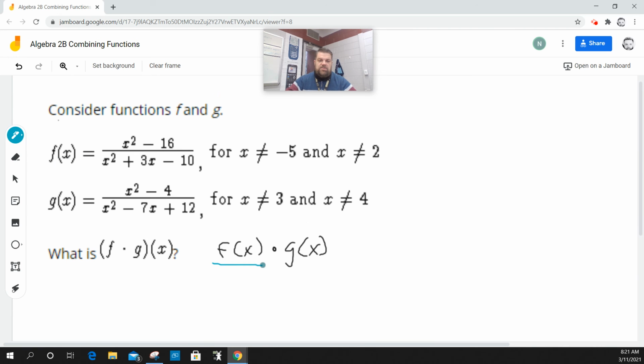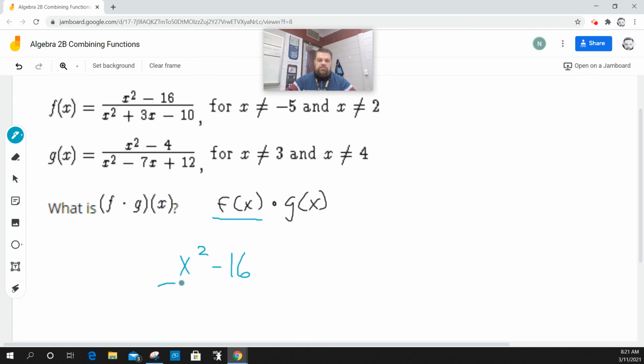we're going to write f of x in blue. So we're going to say x squared minus 16 all over x squared plus 3x minus 10. Now, we're going to come back to this in a second.